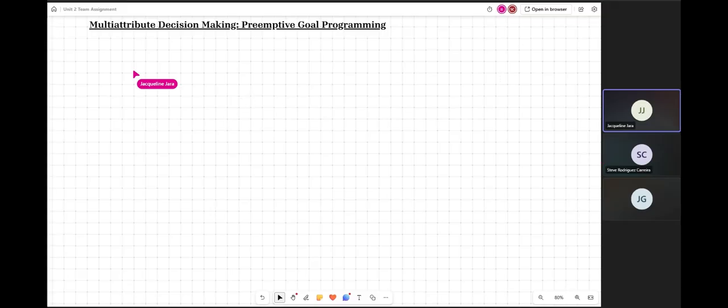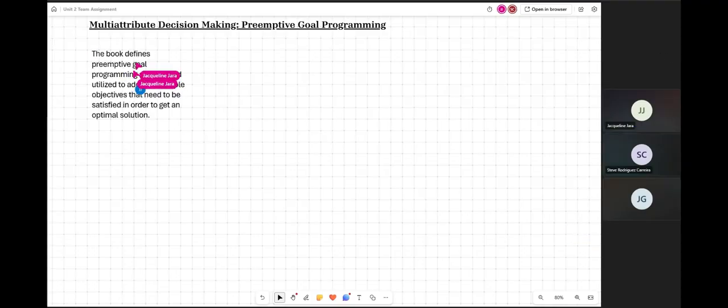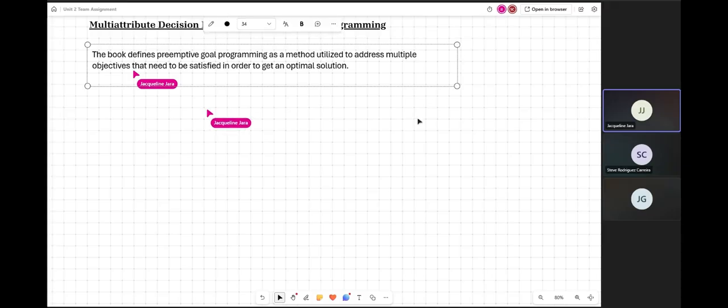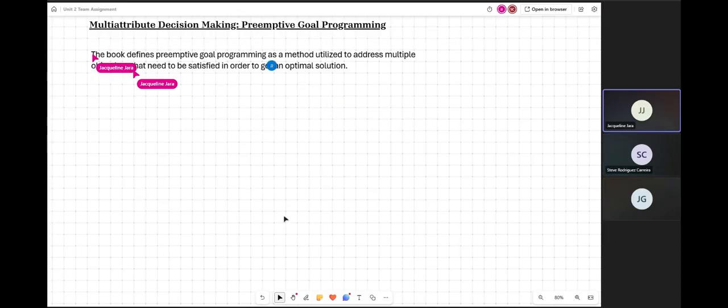So the book defines preemptive goal planning as a method utilized to address multiple objectives that need to be satisfied in order to get an optimal solution.